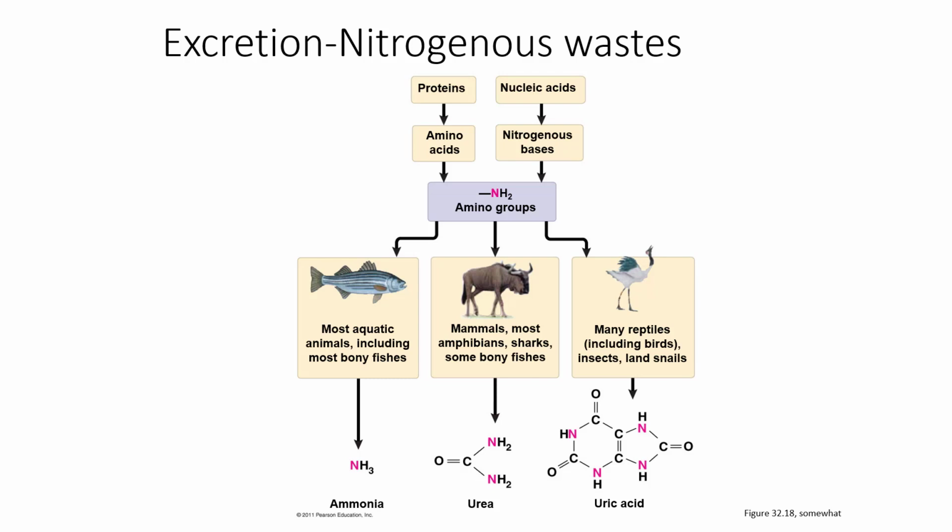And many reptiles, insects, and land snails, also birds, are going to excrete uric acid, which is much less toxic and requires far less water to get rid of, but also requires more energy to make. So this is one way that birds conserve water, is excreting uric acid, and mammals cannot use this pathway to conserve water. They have complex kidneys.